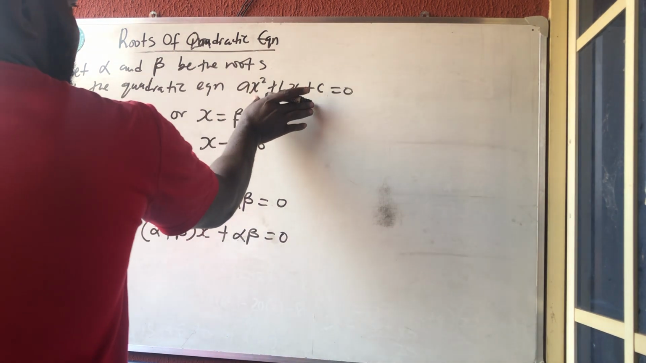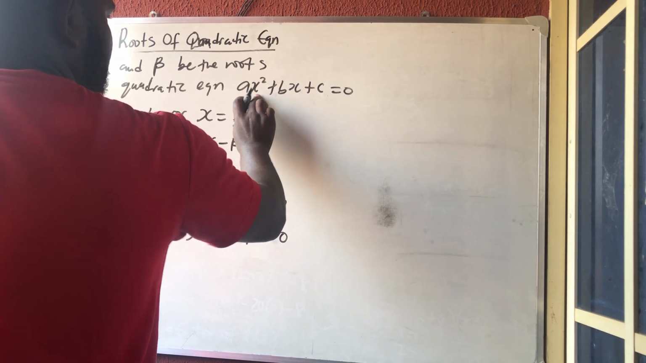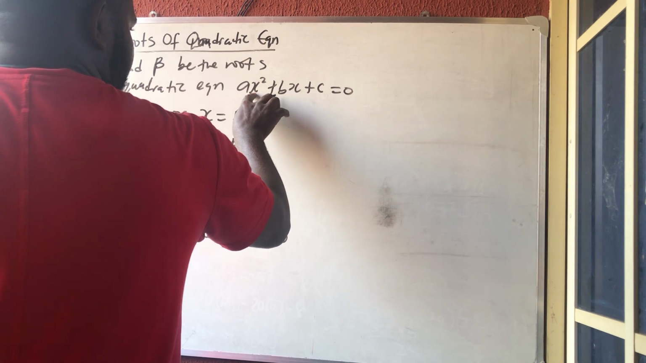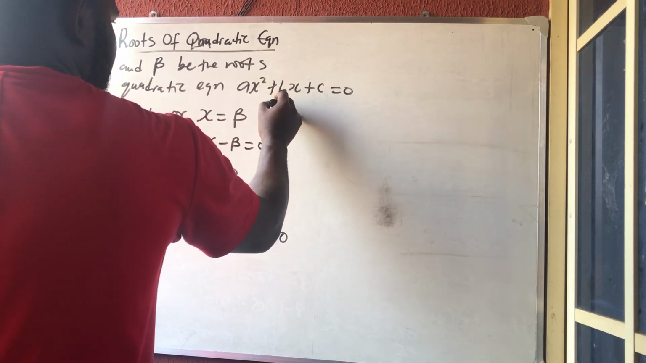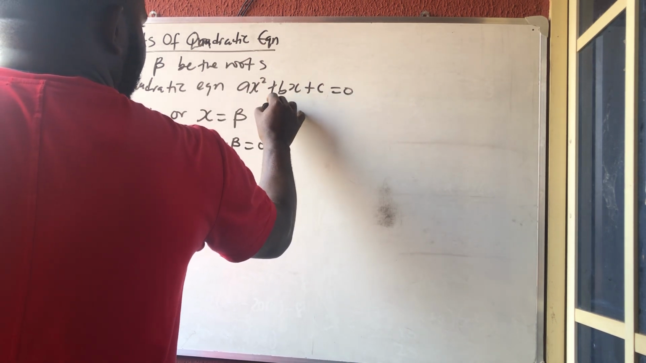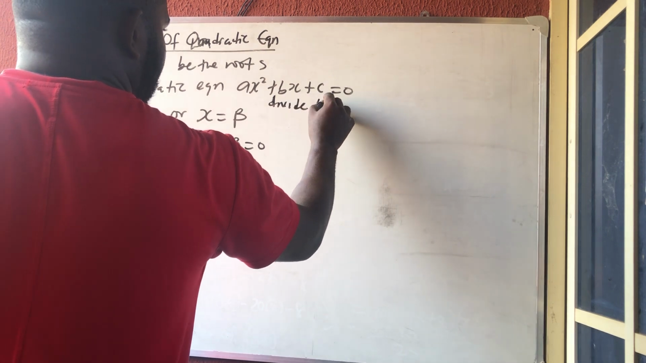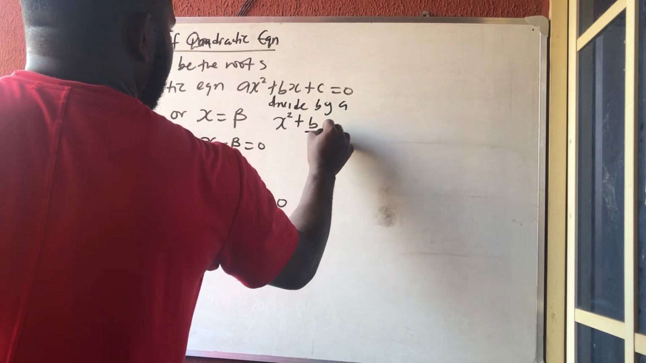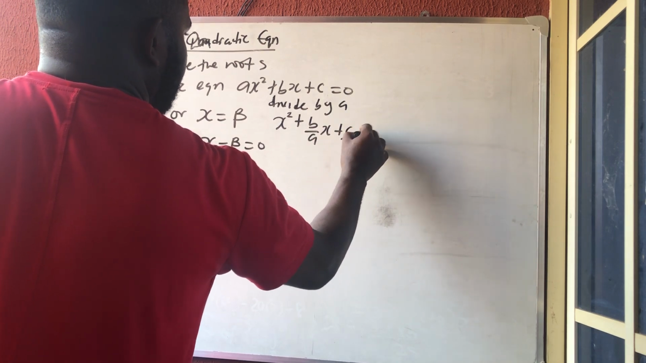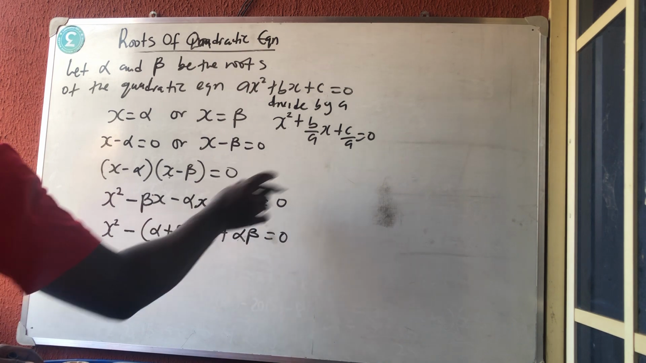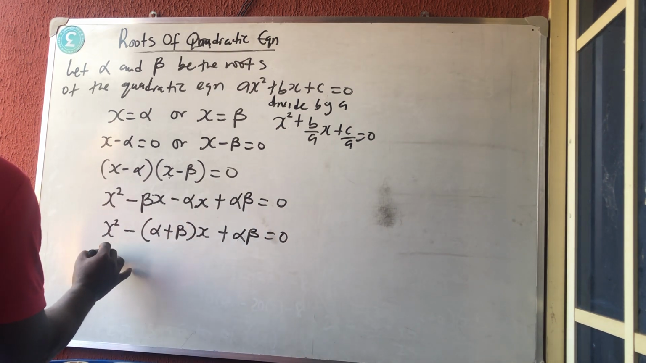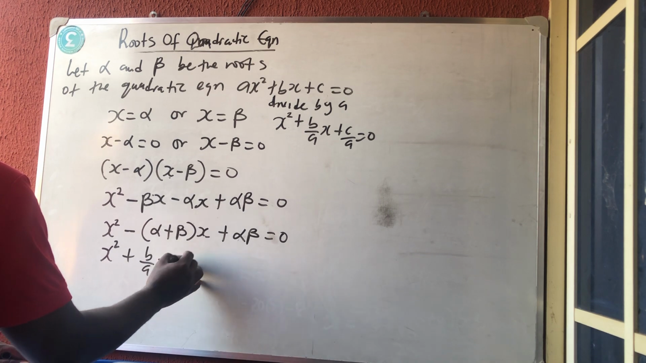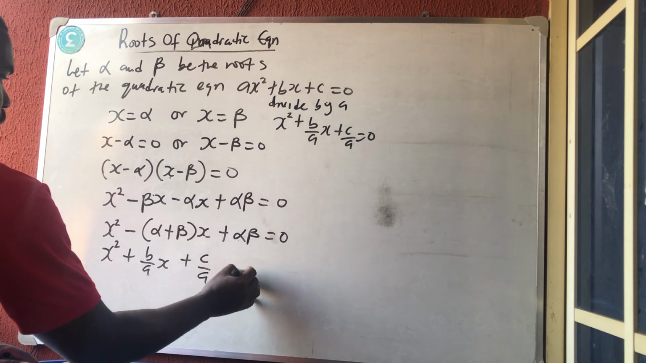So from this place, I don't want x squared to have any coefficient. I want the coefficient of x squared to be 1 here. So let me divide everybody by a, to have x squared plus b over a x plus c over a is equal to 0. So let me write this down here and see what I'm going to get. x squared plus b over a x plus c over a is equal to 0.